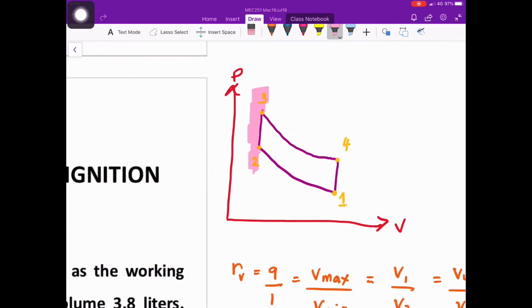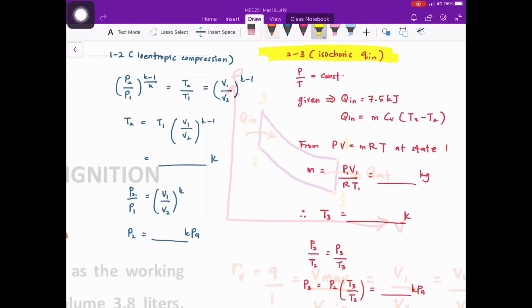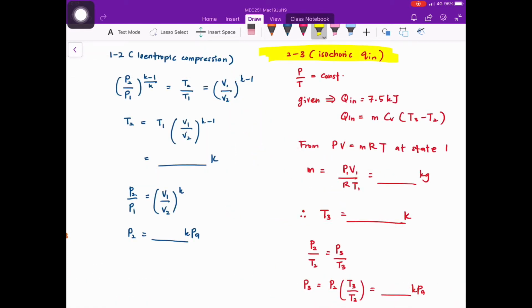Next, we are going to analyze process 2 to 3 to find other properties. Note that for an internal combustion engine, there will be heat transfer in and heat transfer out for our system. For process 2 to 3, it is isochoric heat transfer in. The volume at state 2 is equal to the volume at state 3 for this heat addition process. We know that the value for the Q in is equal to 7.5 kilojoule.